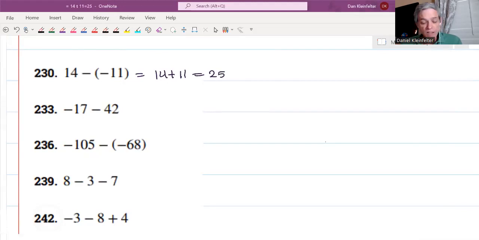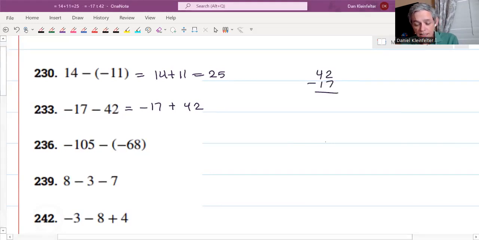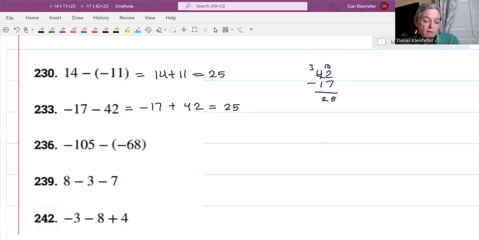Negative 17 minus 42, that's the same as negative 17 plus positive 42. And then to do that addition, I would need to subtract 42 minus 17, get 25. And then here we're adding together two numbers where the one that's positive has the bigger absolute value, so it should just be 25. Okay, bigger numbers now.